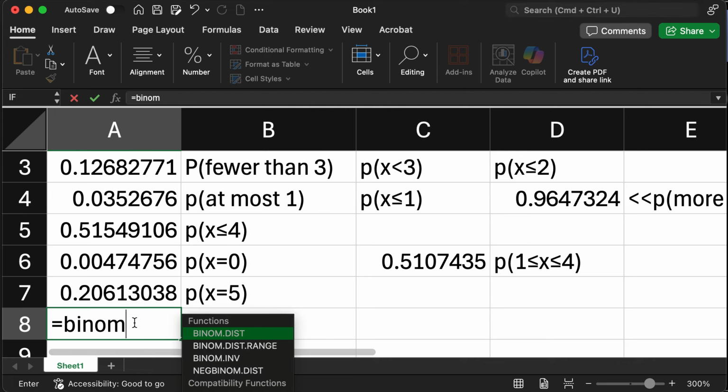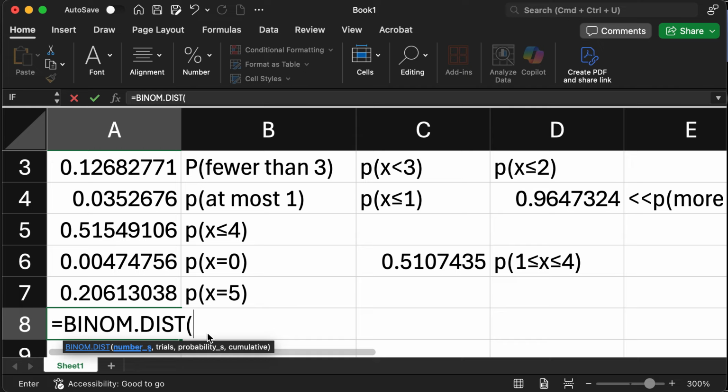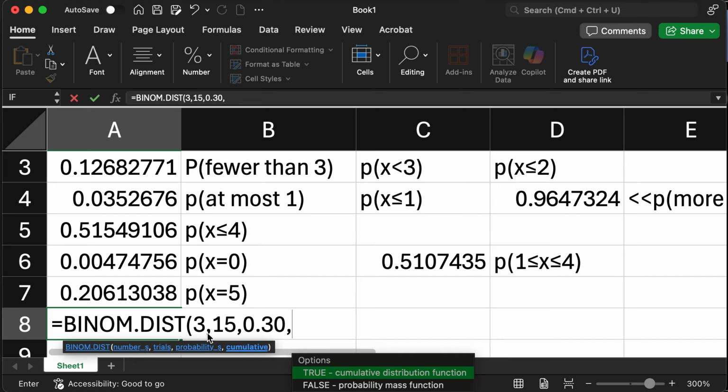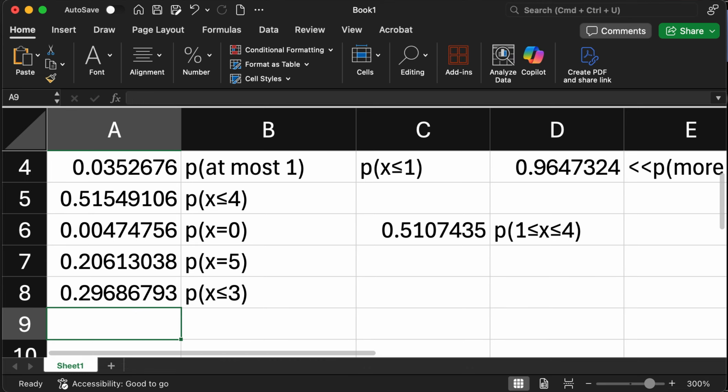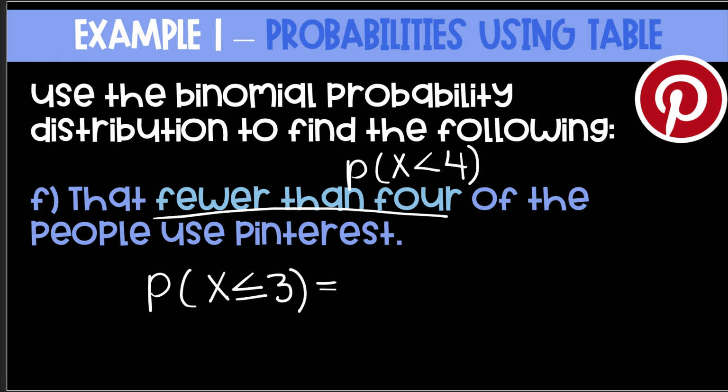The command binomial distribution. 3 is my x value in this case. Number of trials 15. Probability of success 30. Do I want cumulative or PDF? I want CDF. 29.69 is my probability. With practice, you're going to be able to do it a little bit faster.